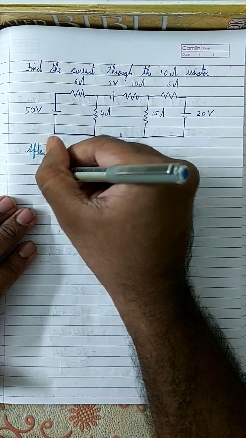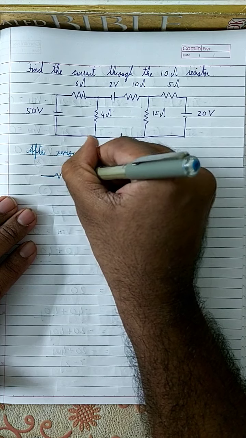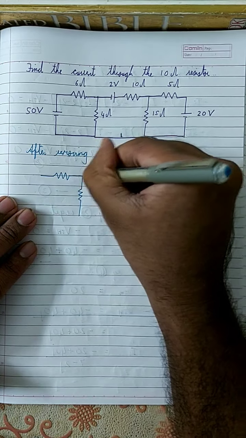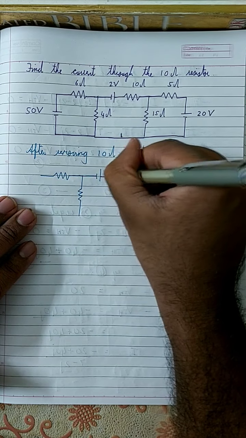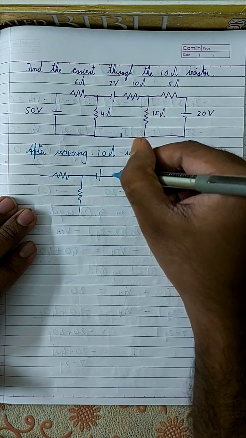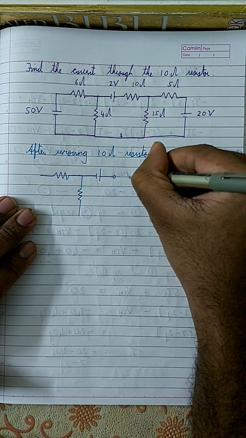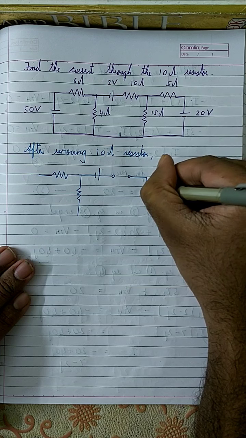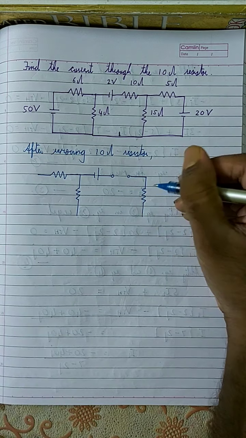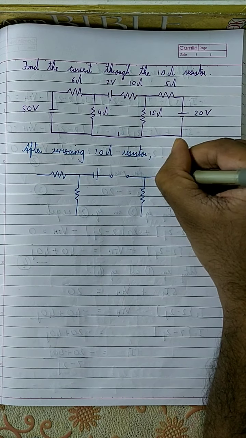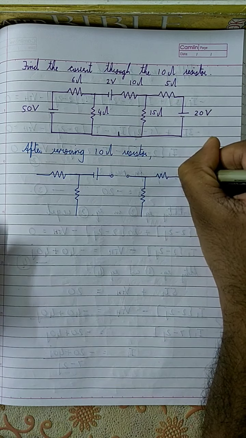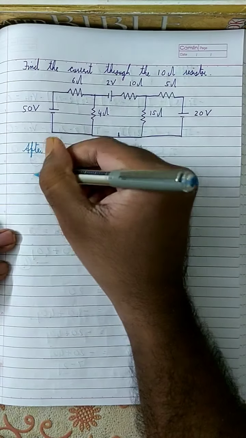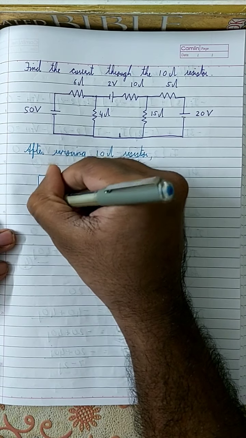we get, that is a resistor over here, then we have another resistor, the same, this 2 volt over here. So since I'm going to remove this 10 ohm resistor, the circuit will become like this, right? That portion will become open. There you have. Then we have another resistor over here, a 20 volt over here and 50 volt over here.